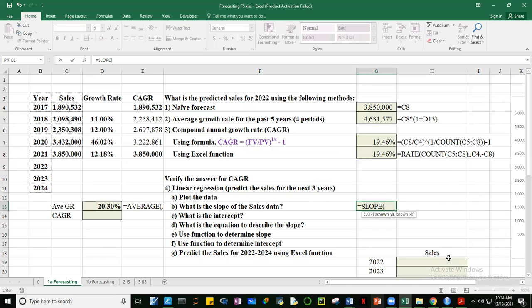Okay? So let's compute for that, no? Slope. Ano yung known y's natin? Known y's natin. Yung y natin, di ba, yung sales natin? Highlight natin to. Okay, comma. Ano yung known x's natin? Ang x natin is here. Highlight that. And then control enter. There. Okay.